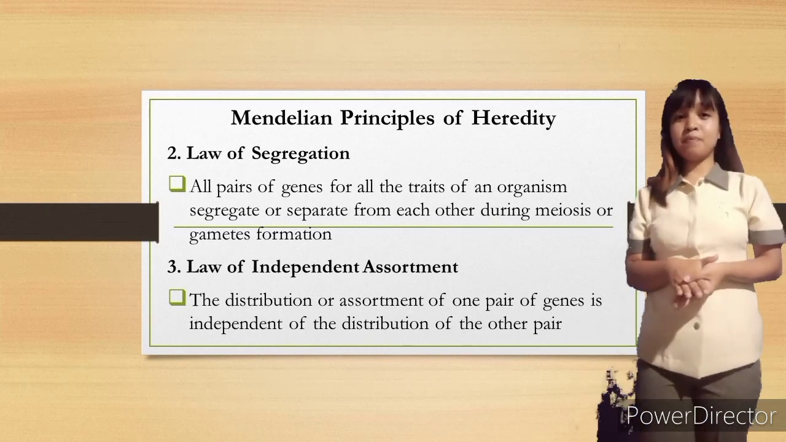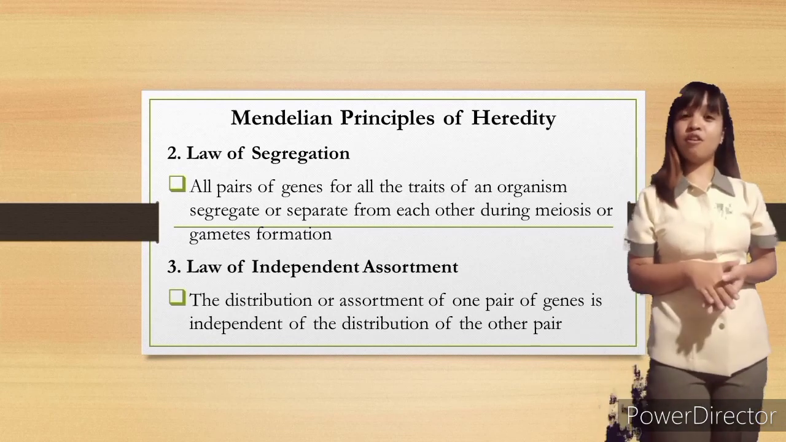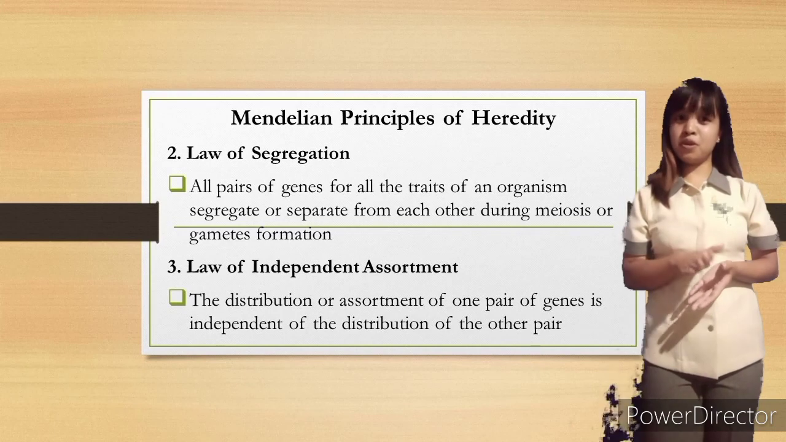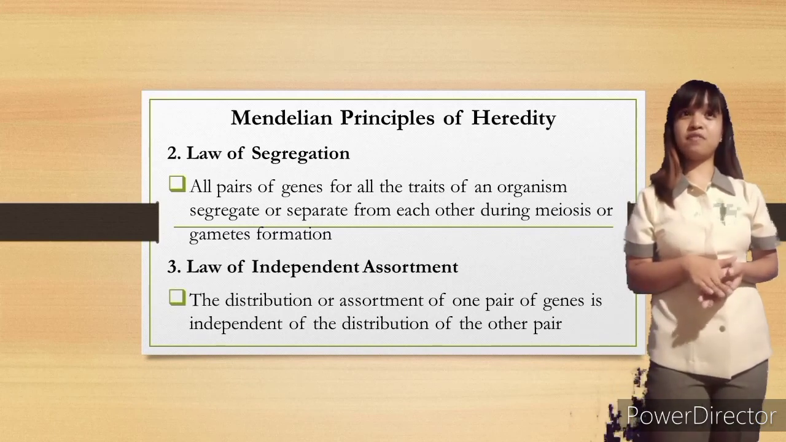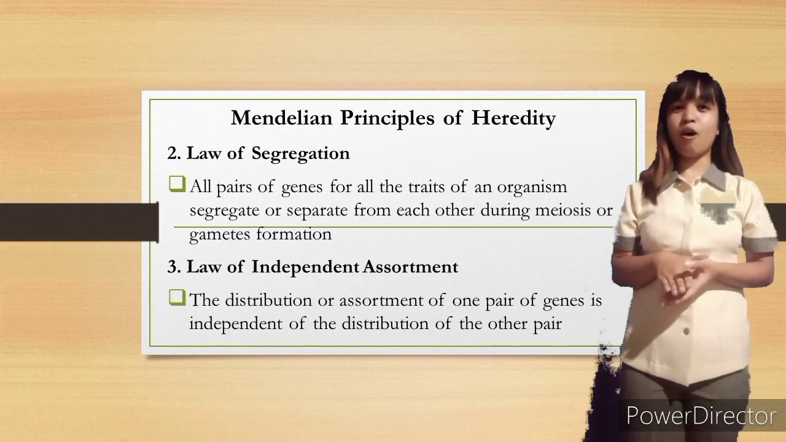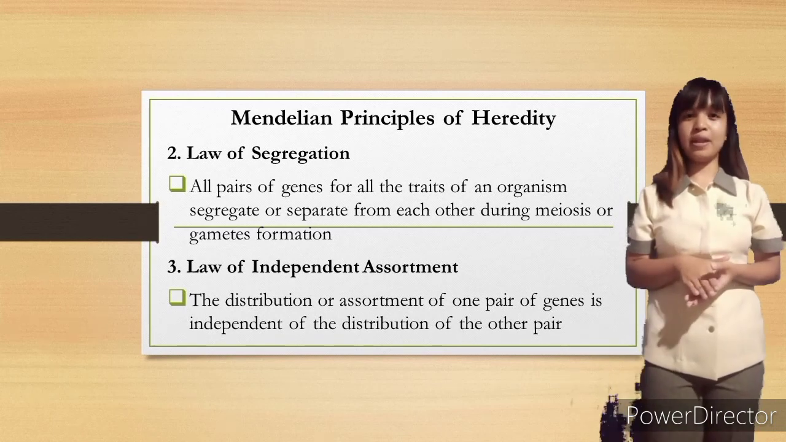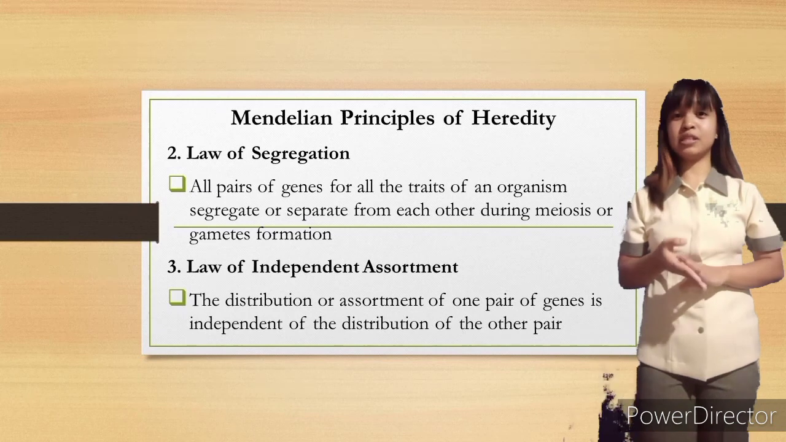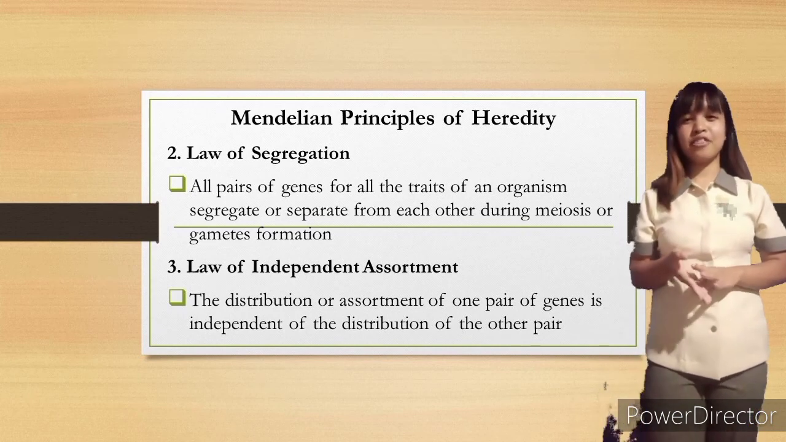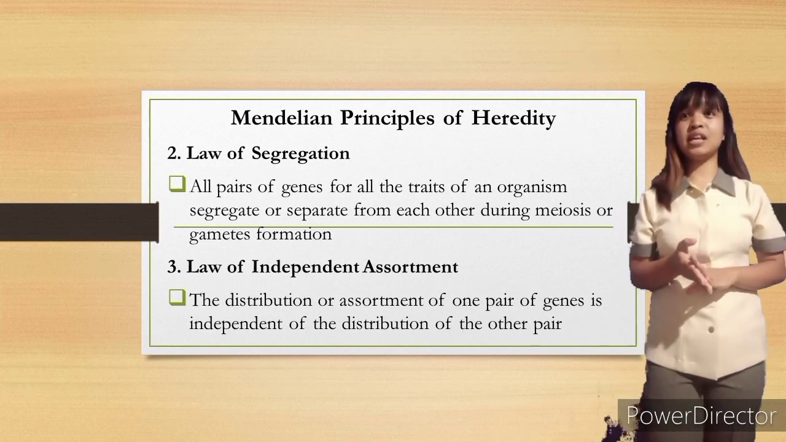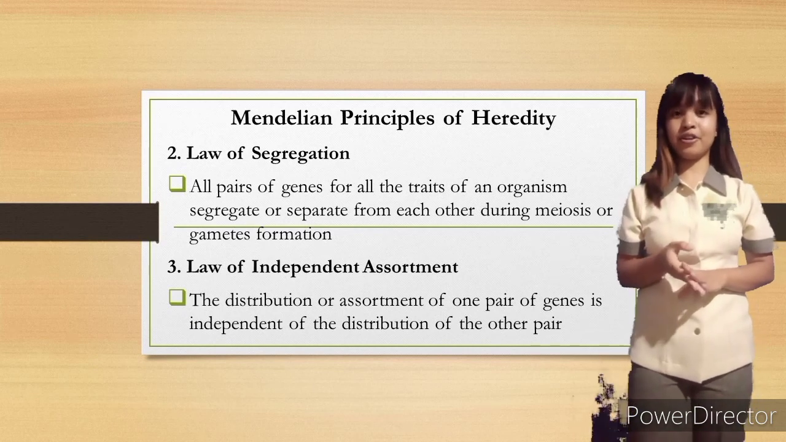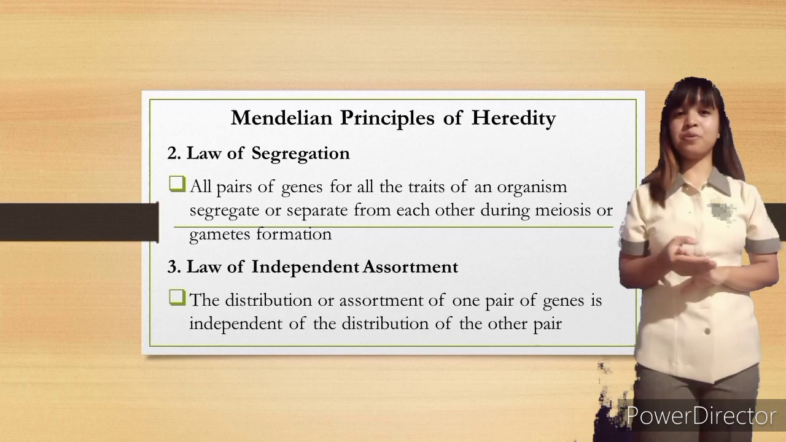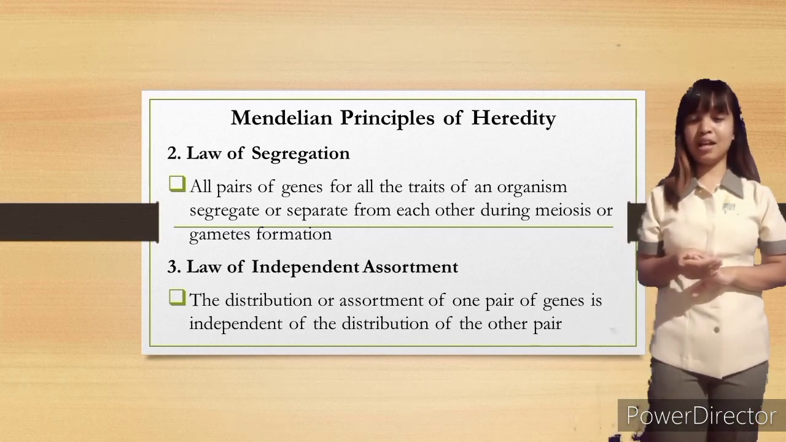The third Mendelian principle of heredity is the law of independent assortment. This law states that the distribution or assortment of one pair of genes is independent of the distribution of the other pair. This law applies to genes that are found on separate chromosomes. Thus, one pair of genes is not affected by the other pair. So those are the three principles of heredity according to Mendelian genetics.